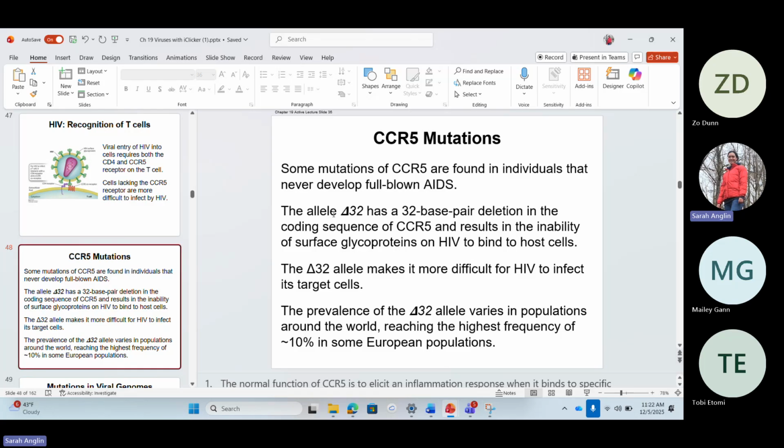Okay. All right. Any questions about the allele delta 32 and how that inhibits the ability of HIV to get into the cells?